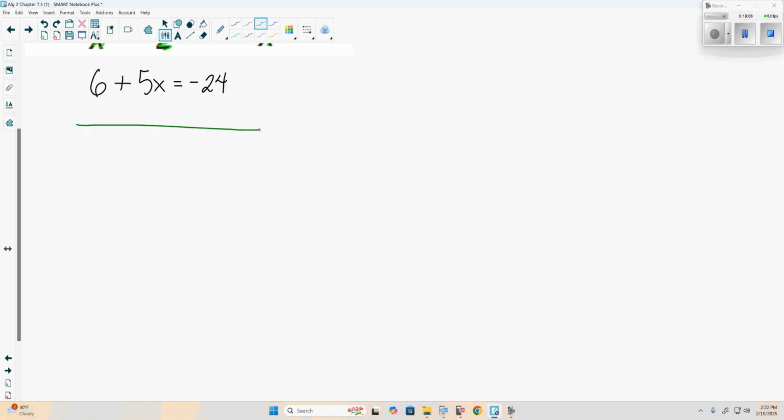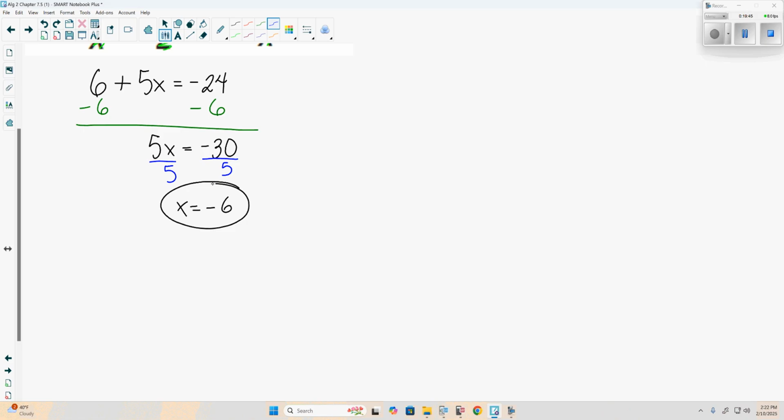Now we need to get the x by itself. So we can do what? Minus 6, telling us that 5x is equal to negative 30. Divide both sides by 5, telling us that x is equal to negative 6. So this one here, we only have one solution, and that's fine.